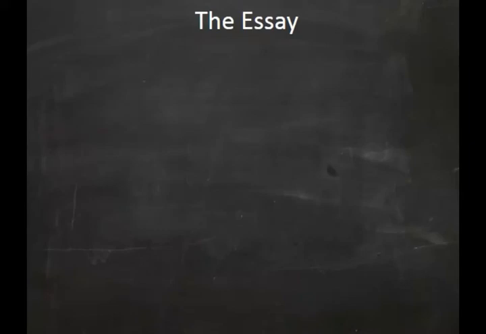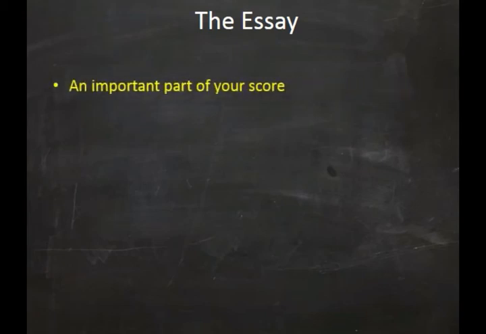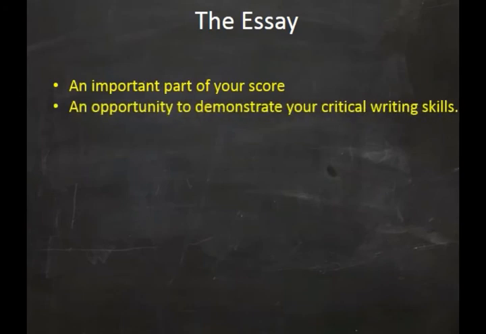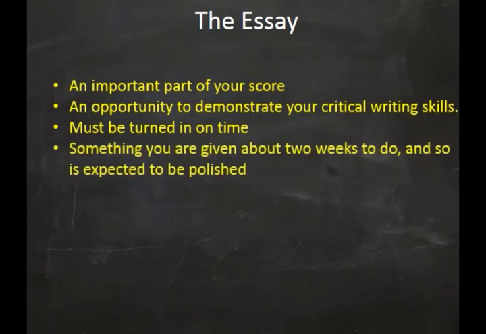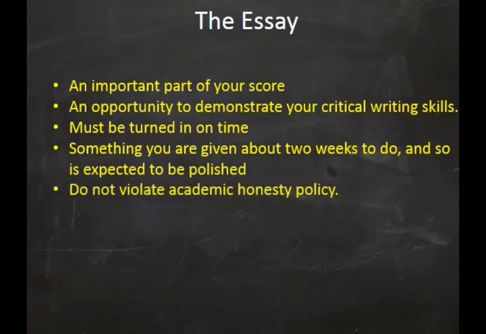The essay. I'm not going to talk much about the essay here, but the second test is divided into 2 parts, a small objective part, and then an essay that is worth the vast majority of the points for that test. The essay is an extended argument, and is meant to be a polished essay that you turn in. You'll be given more details about this essay when we get to the modules about writing arguments, but it is important to note that this is an important part of your score, an opportunity to demonstrate your critical writing skills, must be turned in on time, and something you are given about 2 weeks to do, and so is expected to be polished. Again, there is no tolerance for cheating on this.